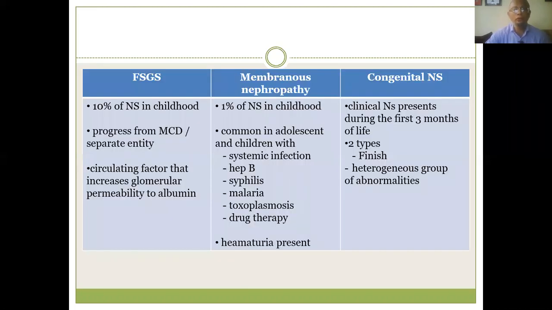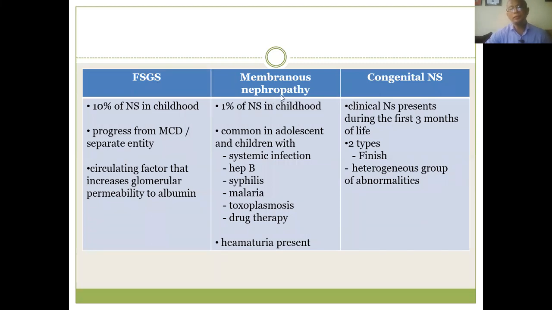Other primary causes of nephrotic syndrome, as we have already mentioned, are focal segmental glomerulosclerosis, membranous nephropathy, as well as congenital nephrotic syndrome. In case of focal segmental glomerulosclerosis, 10% of nephrotic syndrome in children are suffering from focal segmental causes. Usually it progresses from minimal change disease. It may be a separate entity. Circulating factors that increase glomerular permeability to albumin are important here.